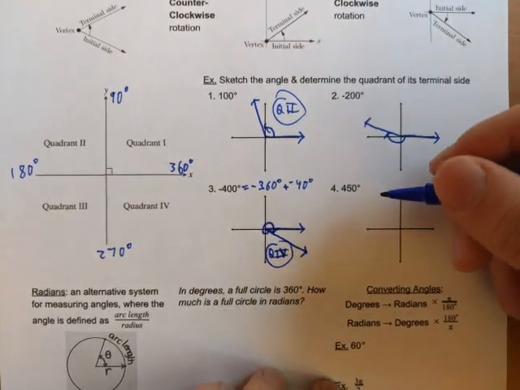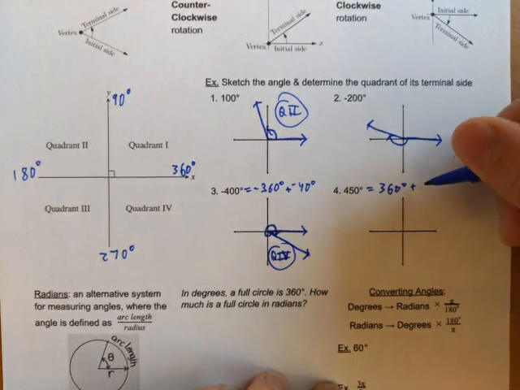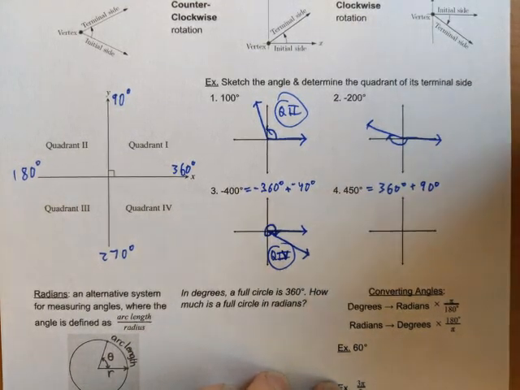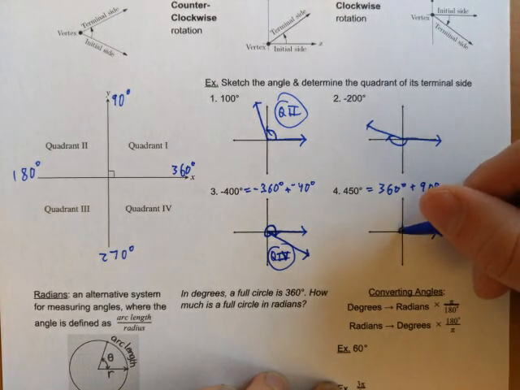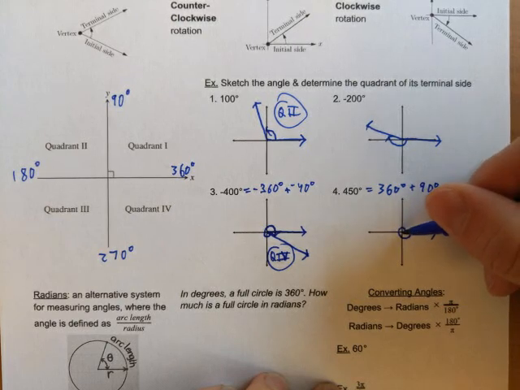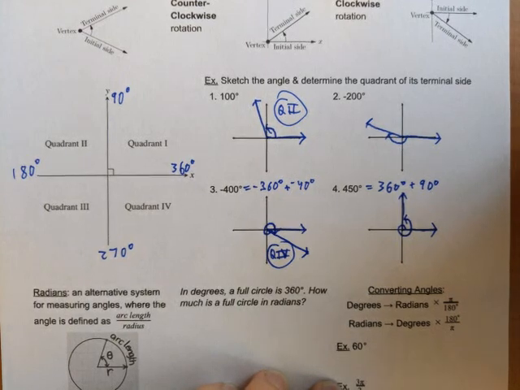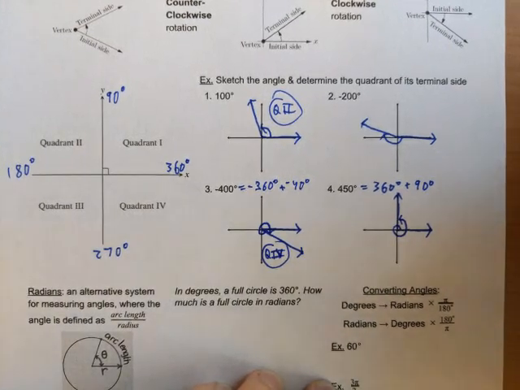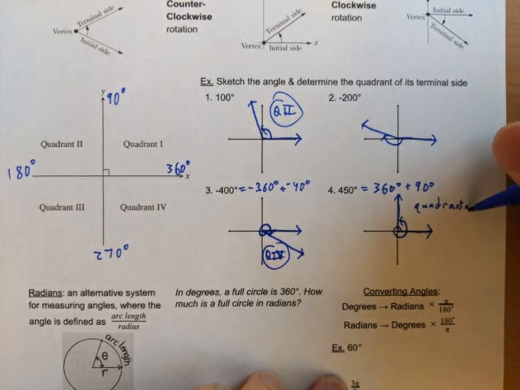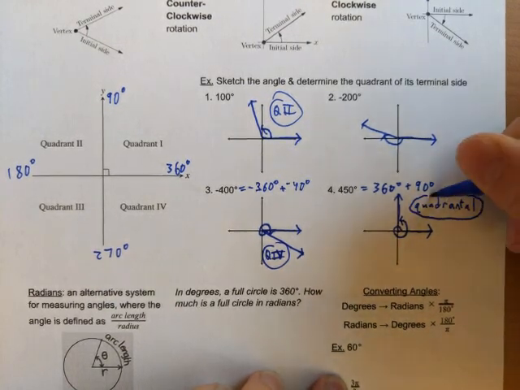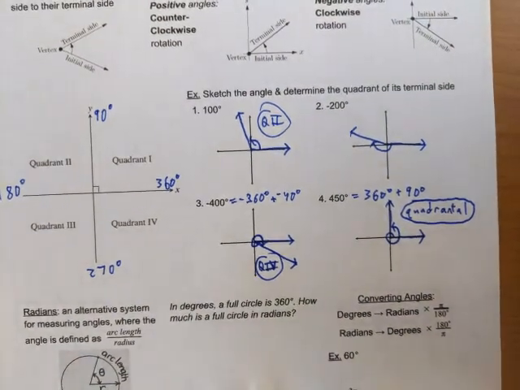Okay, so 450 degrees, again, we've got more than a full circle, so separate that out. You're going to go 360 and then an extra 90 degrees. So you're going to start right here, you're going to do a full circle, then an extra 90 degrees is going to land you straight up right there. Okay. Now that one's not actually in a quadrant, it's between quadrants. We've got a special word for that, we call that quadrantal. Anytime the angle lands on one of the axes between the quadrants, we call it quadrantal.